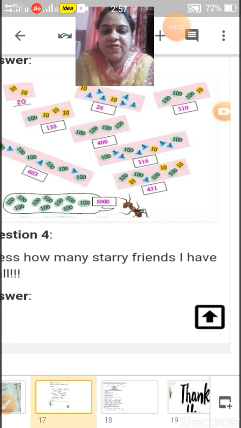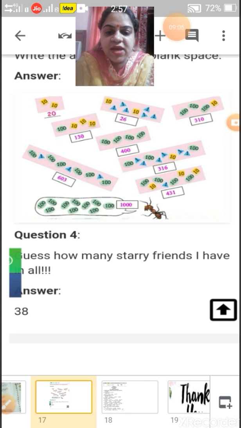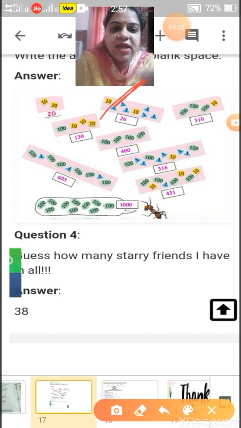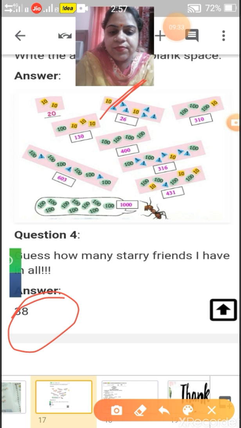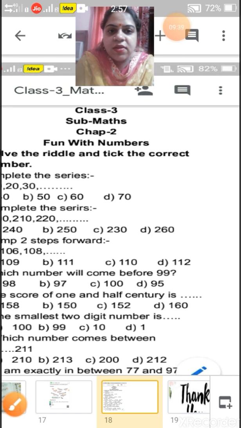Guess how many starry friends I have? You can guess how many starry friends he has. All the starry friends he used for this. Okay. So let's count. 3, 3, 6, 7, 8, 9, 10, 11, 12, 13, 14, 15 and 10 they were using. So its total number is 38. Now let's have a look.